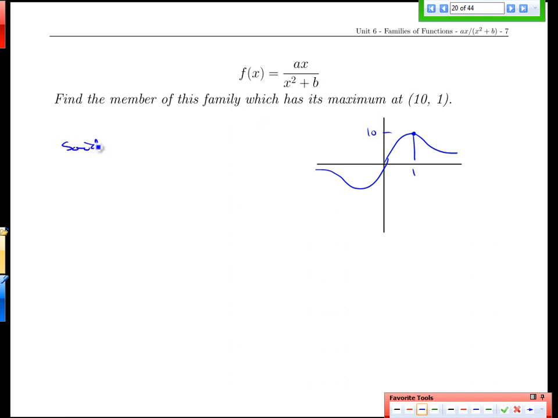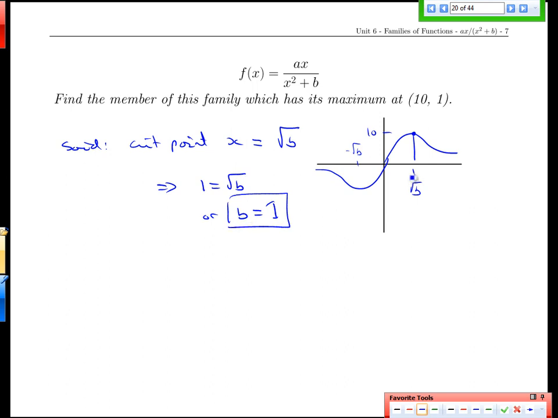Well, we said before that the critical point x coordinate is going to be given by square root of b, or minus root b here too. And that means that if the critical point is at x equals 1, that means that 1 is equal to root b, or b is equal to 1. That's the family member we're going to be looking for. The next question would be, what's the a value? So we know one parameter value. How would we make the peak occur at y equals 10?